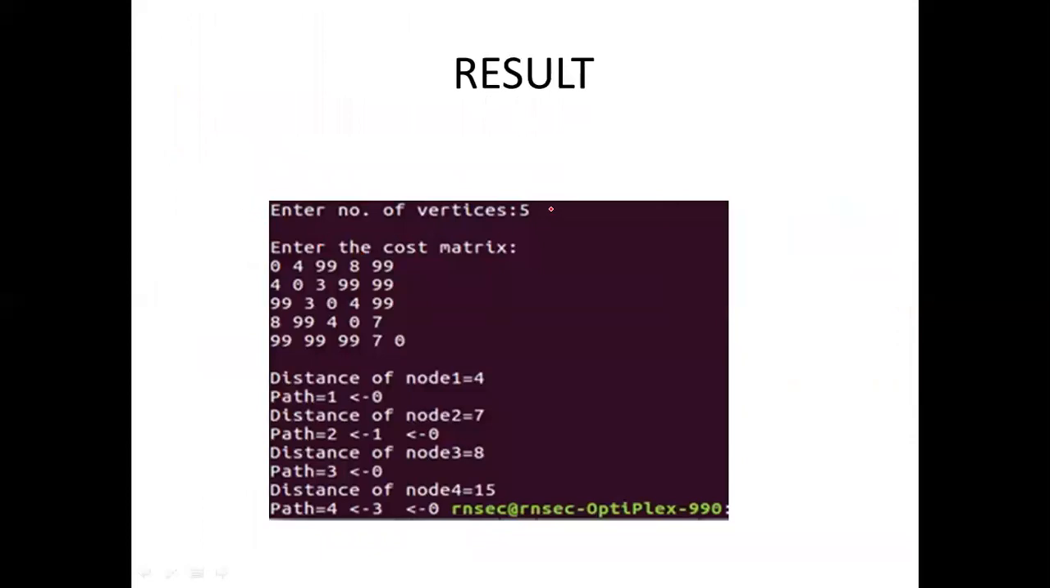So now, what are the things you are going to get? First you need to enter the number of vertices. Here the number of vertices I chose is 5 because 5 nodes are there. Then I have to enter the cost matrix. Now you can observe I entered 0, 4, 99, 8, 99, and like that for all the nodes, the distances are entered. Once we enter this information, the distance vector algorithm program will run and give a result: what is the shortest path from one node to another node.